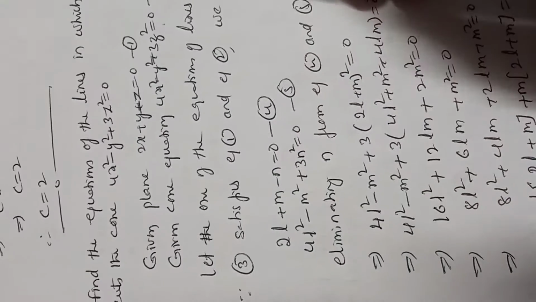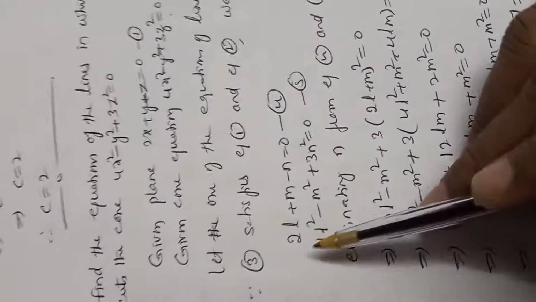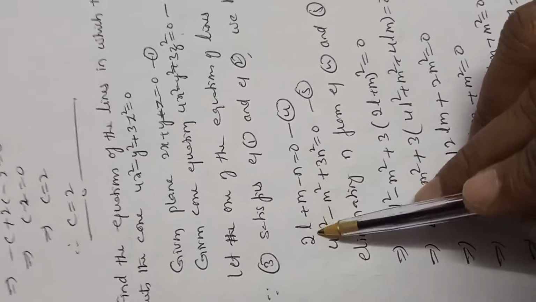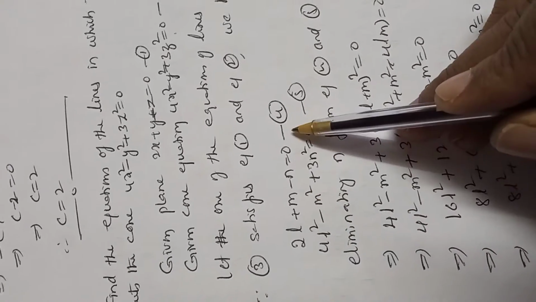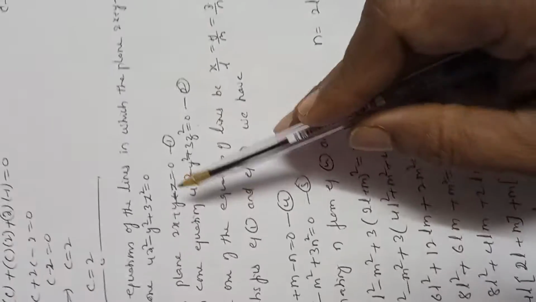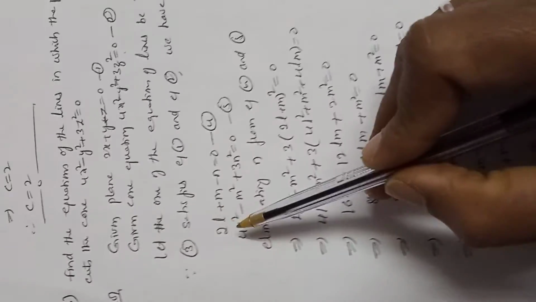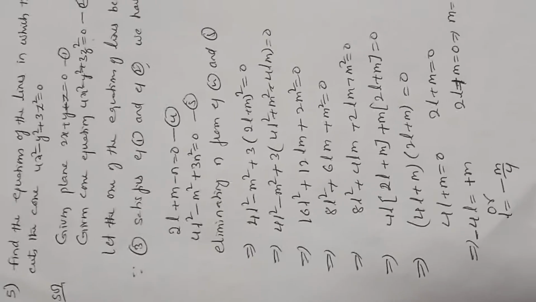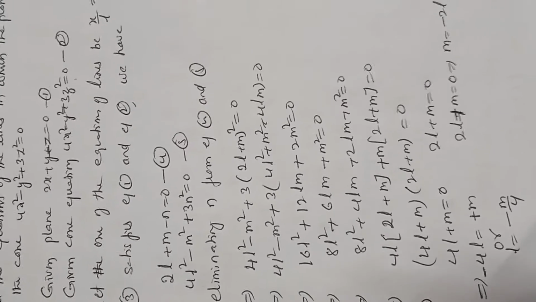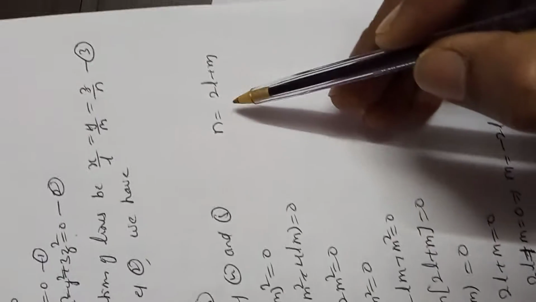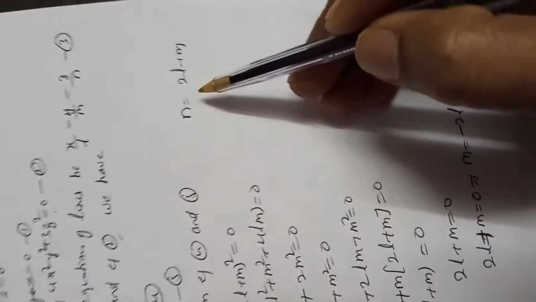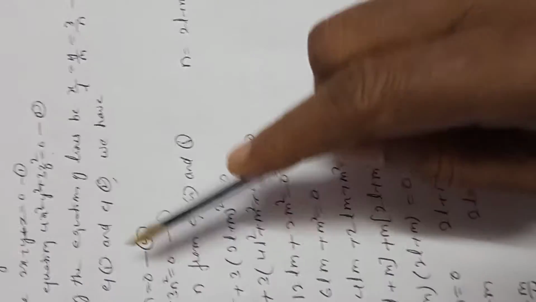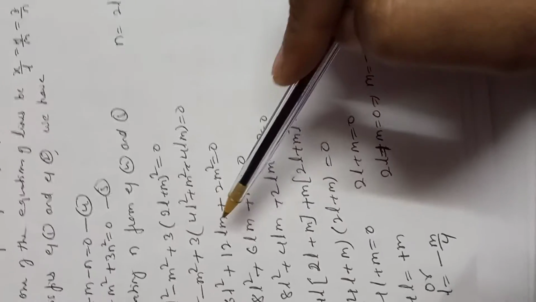This line is also common to the plane. That's why we got 2l plus m minus n is equal to 0. We are substituting x, y and z values in the plane equation. We got this result. Now from equations 4 and 5, we are eliminating either l or m or n. Here I am eliminating n. That means I am finding the n value from equation 4 and then substituting in equation number 5. Now I got this relation.